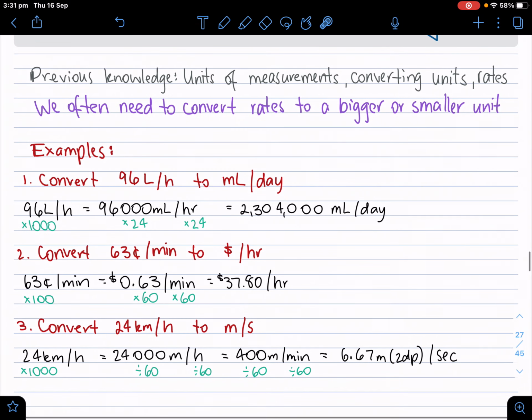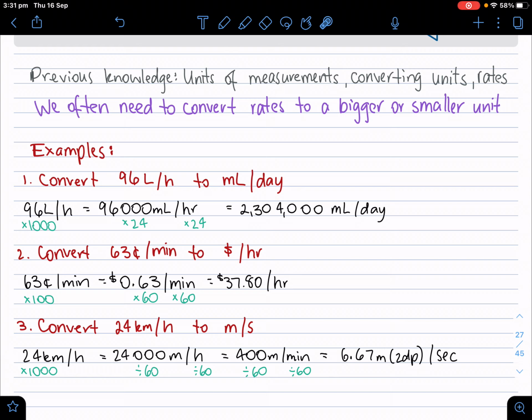Now we often need to convert rates to a bigger or smaller unit. For example, we may need to convert something like kilometers per hour to meters per second. So you'll need to know your units of measurement and how to convert units in order to do this. So let's look at the first example.